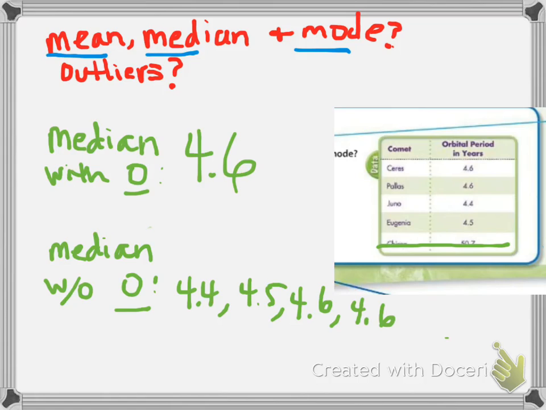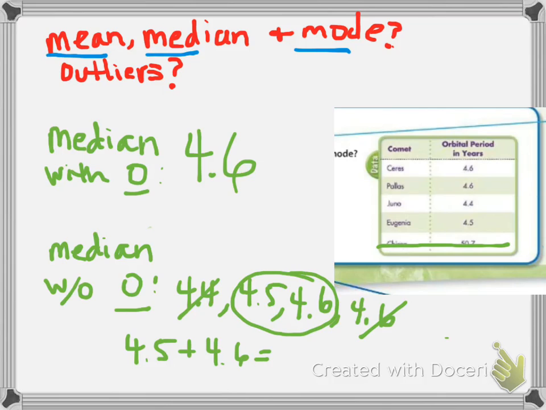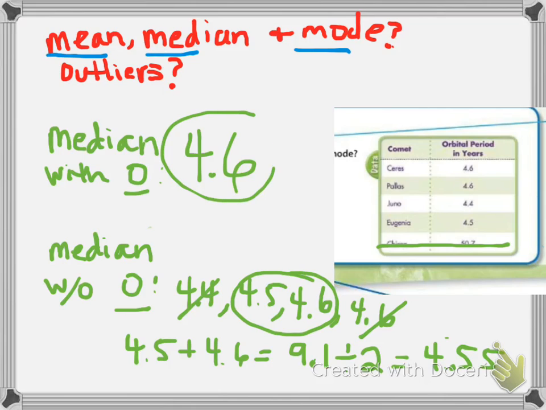Okay, so then we cross left, right, and then we have these two numbers in the middle. So what we have to do when you have those two numbers in the middle, we have to add 4.5 plus 4.6, which is going to give us 9.1. Then we have to divide that by 2 to get the one in between them, and then it would be 4.55.